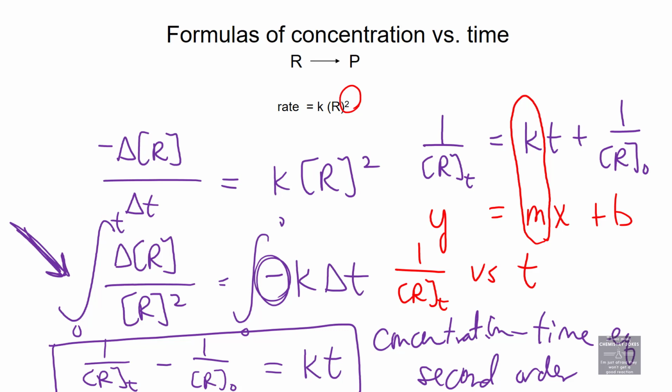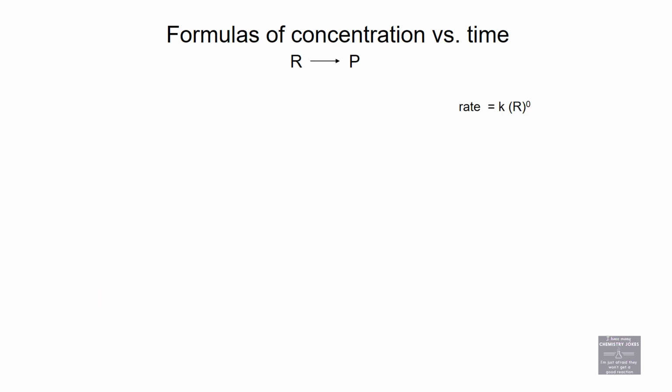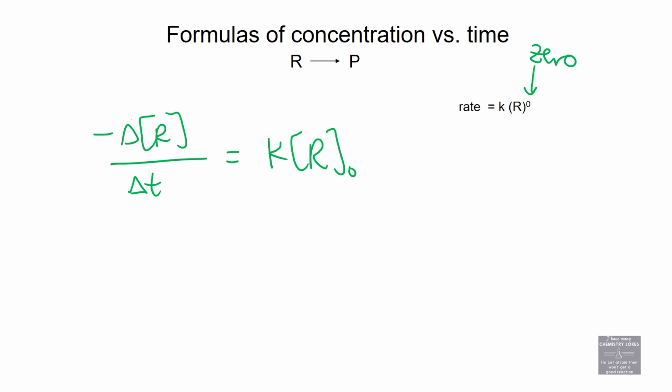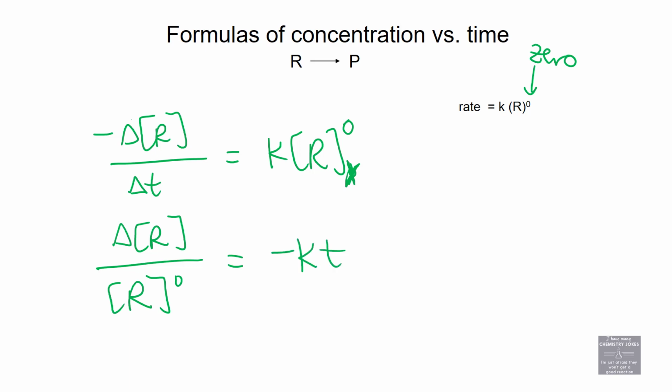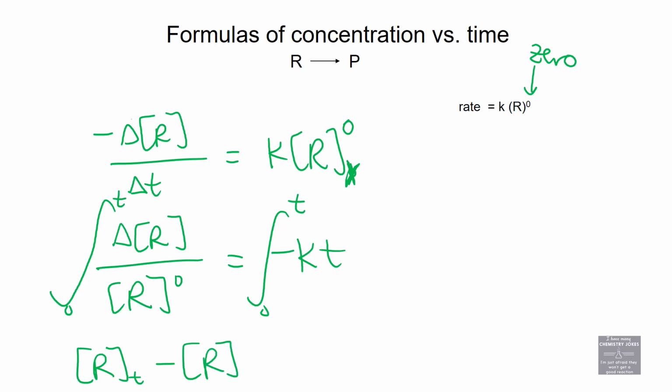Bear with me. We got one more. Lather, rinse, and repeat, but this time for a zero order reaction. I'm going to start with negative delta R over delta T equals k times R to the 0. I'm going to rearrange to make it delta R over R raised to the 0, anything raised to the 0 is 1, equals negative k delta T, and I integrate from 0 to time t. Maybe you don't remember integrals, maybe you never had calculus, but if I integrate from 0 to time t and simplify, R at time t minus R at time 0, the concentration at time 0, equals negative kt.